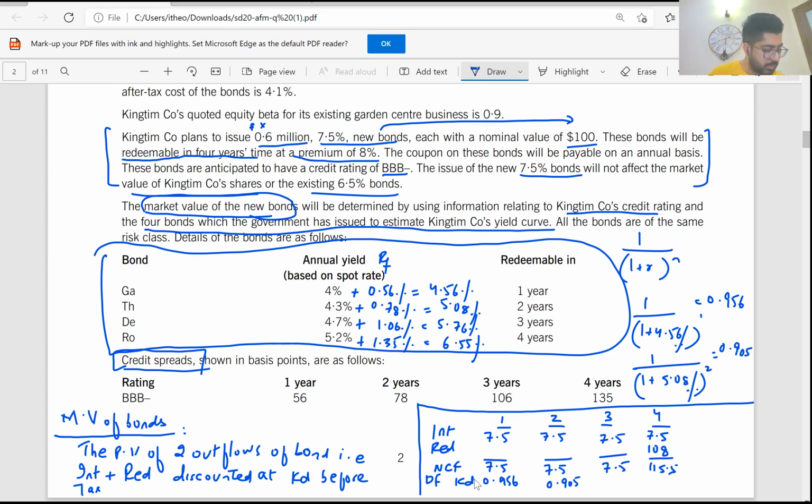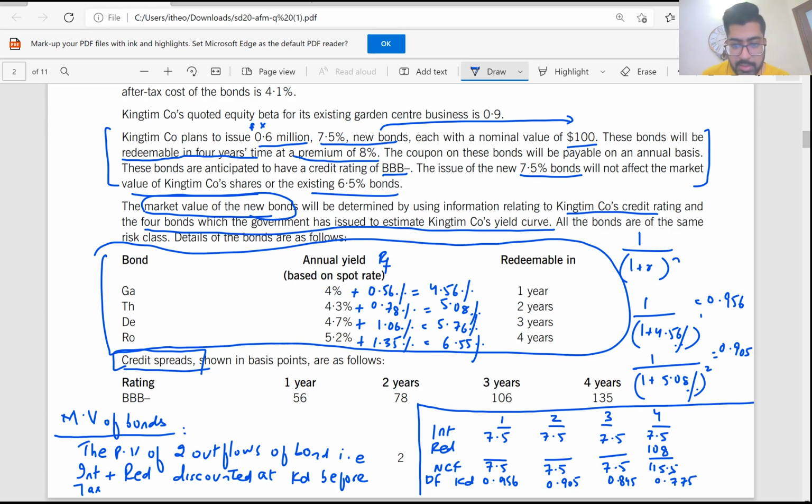For the third year, 1 divided by 1 plus R, 5.76%, and power N is 3, that gives 0.845. And for year 4, 1 divided by 1 plus R, 0.0655, 6.55%, power 4, that gives 0.775.